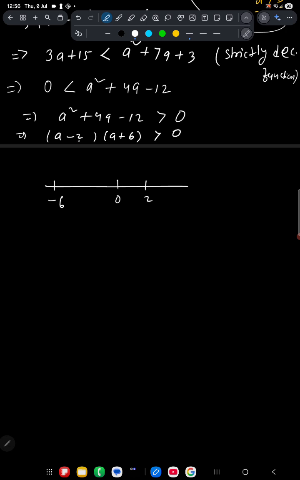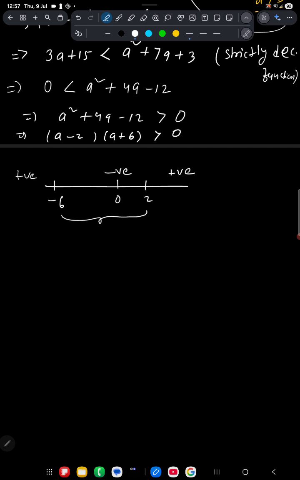1 minus 2 is minus 1, and 1 plus 6 is 7, so it is giving you a negative value. If you take minus 3, so minus 3 minus 2 is minus 5, and minus 3 plus 6 is 3, so again it is giving a negative value. So this entire range is giving you a negative value. So this expression is positive if and only if we are away from these points, meaning greater than 2. If you take 3, 3 minus 2 is positive, 3 plus 6 is positive. If you take minus 7, minus 7 minus 2 is minus 9, and minus 7 plus 6 is minus 1, so again it will give you a positive value.